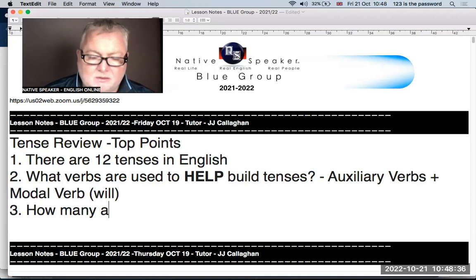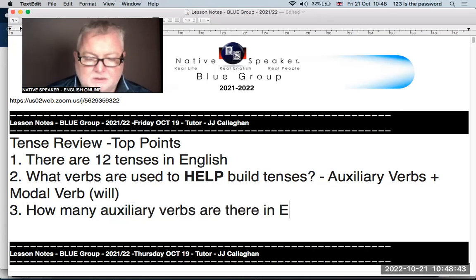How many auxiliary verbs are there in English? Do you know, Katharina? If you don't, worry. We'll just focus on you a little bit. I don't know, teacher. You don't know, okay.